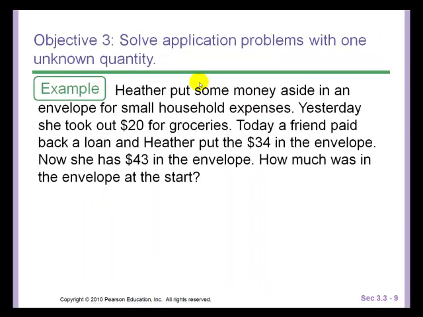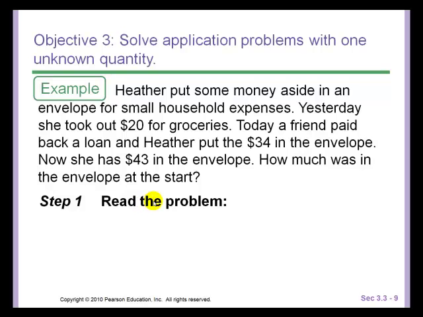Example. Heather put some money aside in an envelope for small household expenses. Yesterday she took out $20 for groceries. Today a friend paid back a loan and Heather put the $34 in the envelope. Now she has $43 in the envelope. How much was in the envelope at the start?